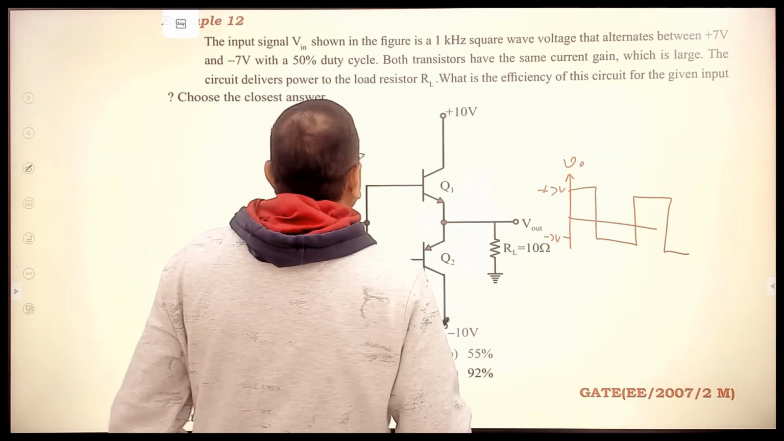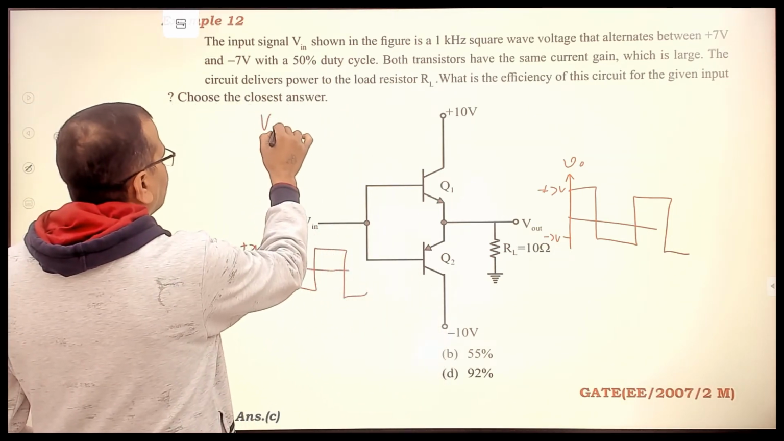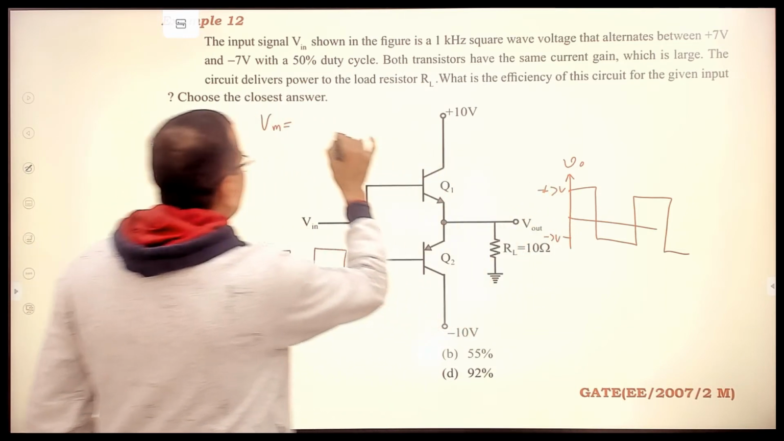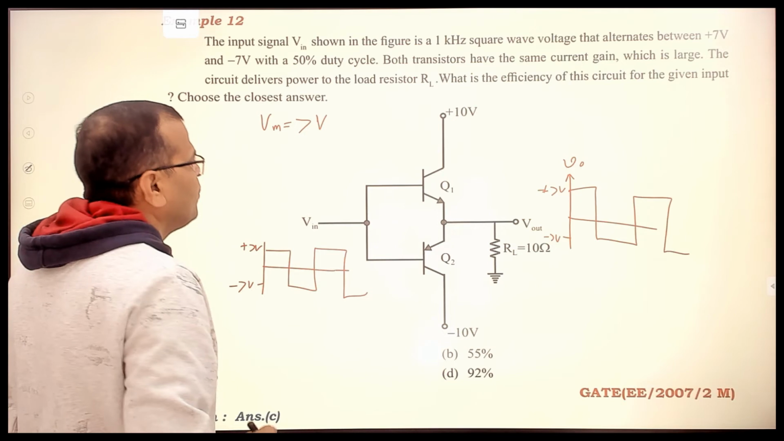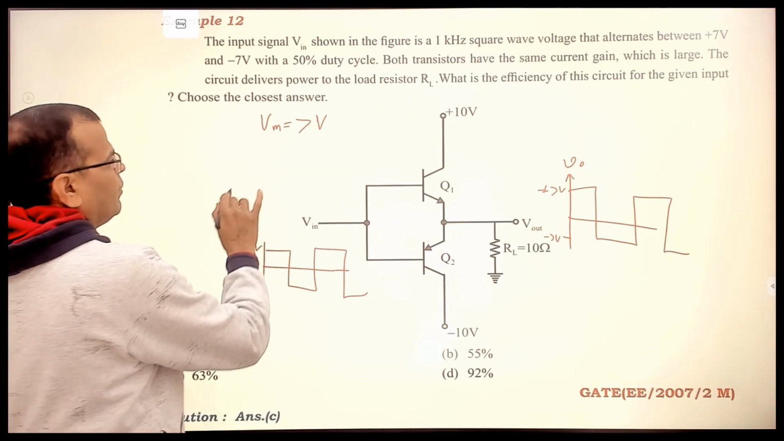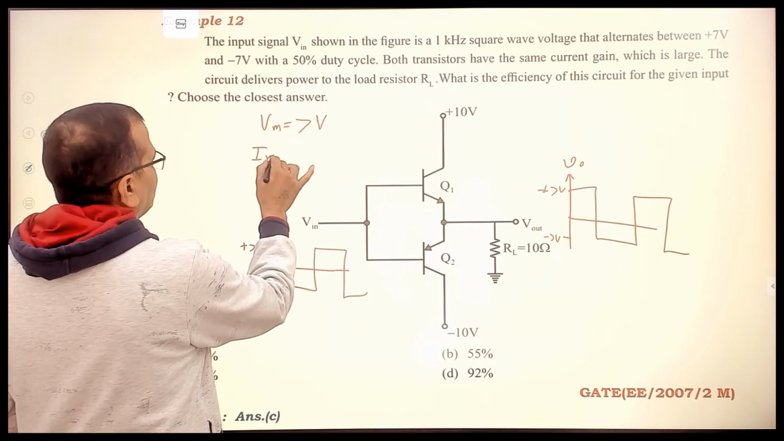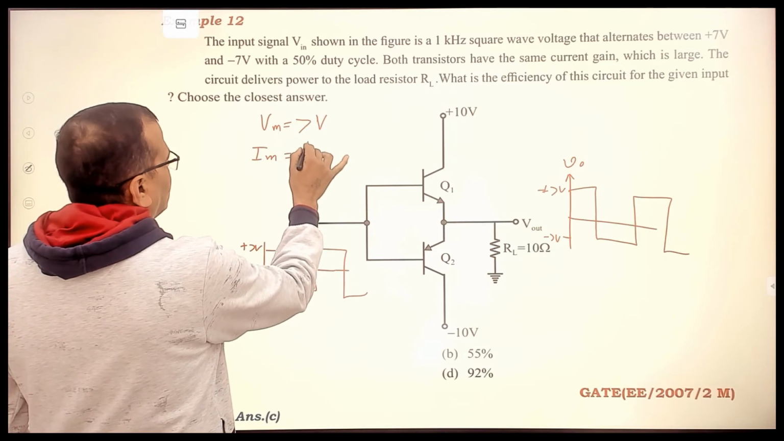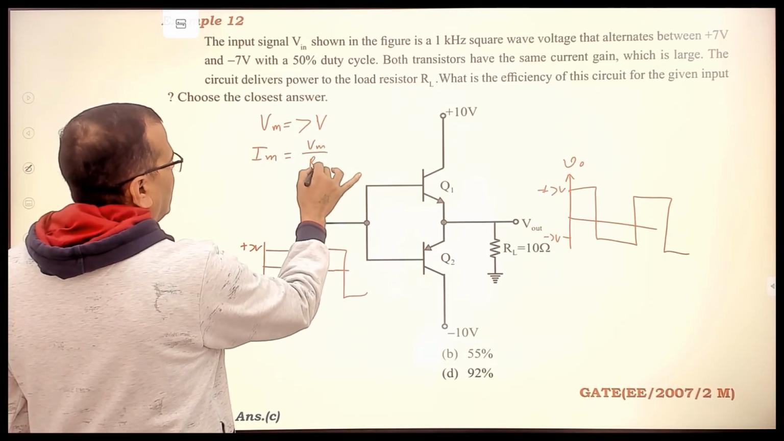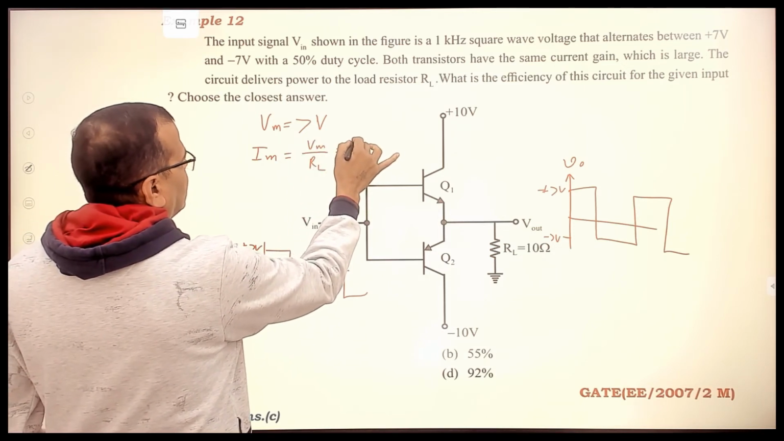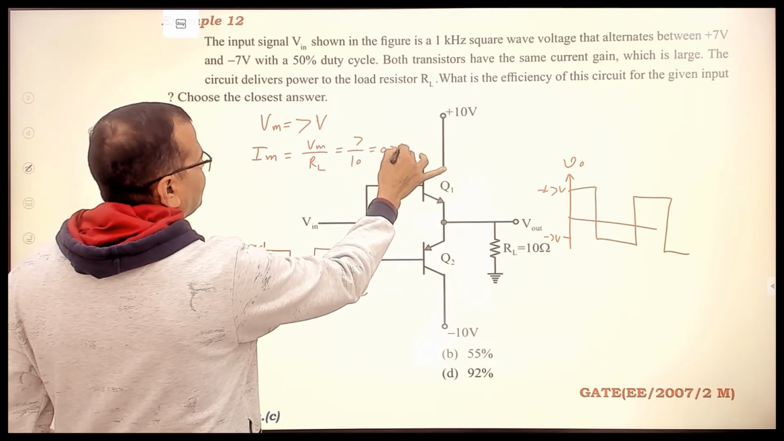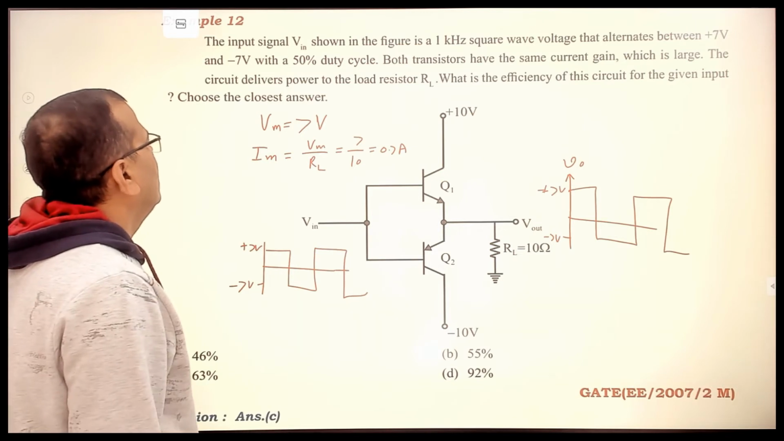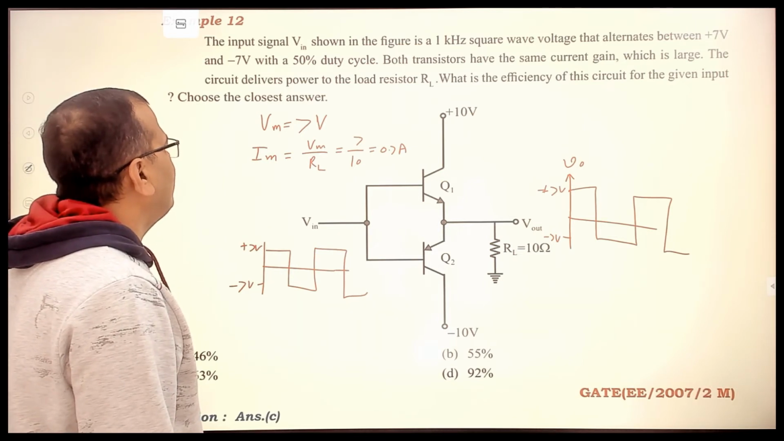Now let us see the peak value. Peak value of the output voltage Vm is how much? That is 7 volt. Peak value of the output voltage is 7 volt, right? So now, what is the peak value of the output current? Peak value of the output current is nothing but Vm by RL, that is 7 volt by 10, that is 0.7 ampere, right?